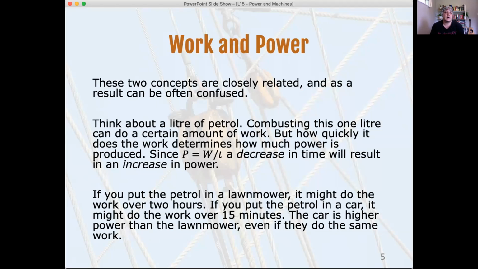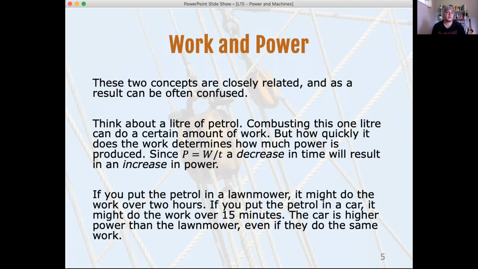Work and power are closely related, and they can often be confused because they are quite similar. The work is the amount of energy used, or amount of energy converted or transformed, however you want to define it. Power is the rate at which that transformation or that application of energy occurs.